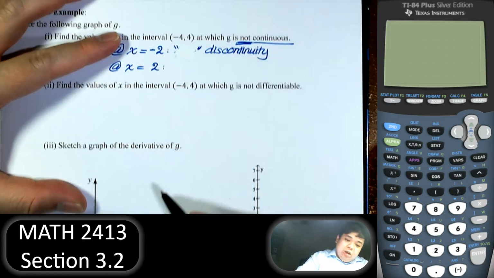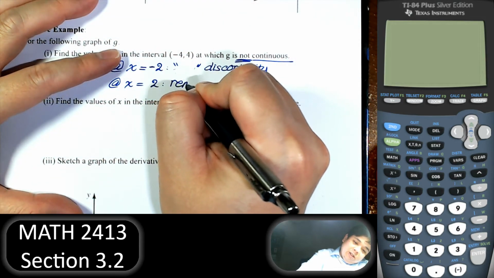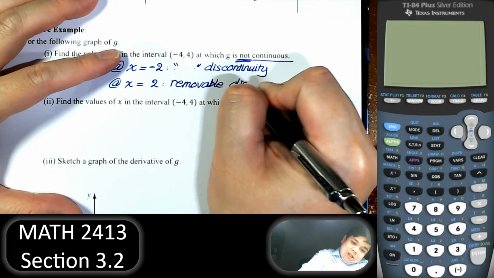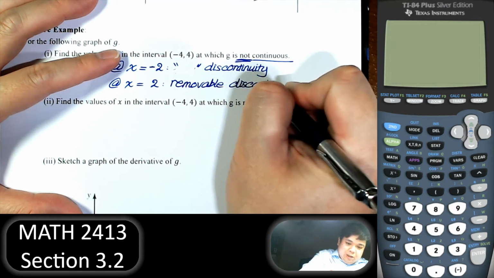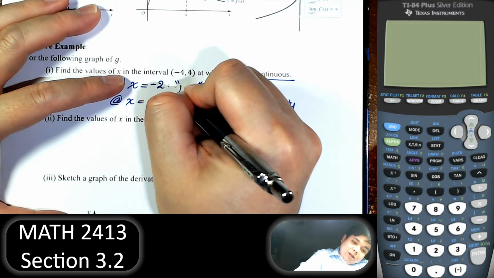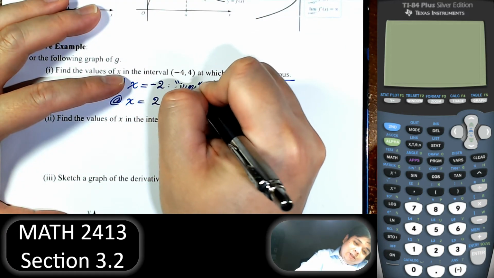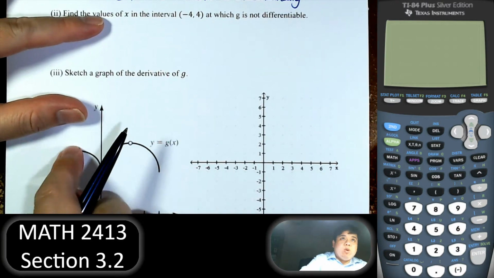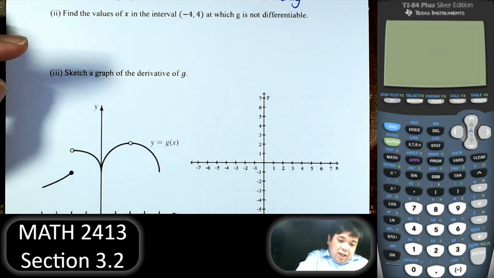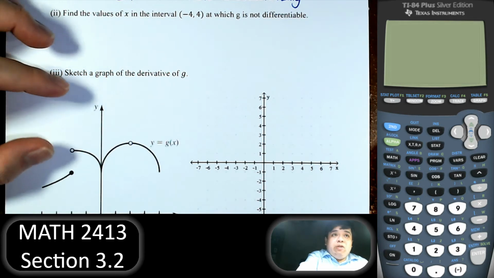And at 2, it is removable. Discontinuity. This is, let's say, a jump from one point to the next. Right. Find the values at x in the interval at which the function is not differentiable.